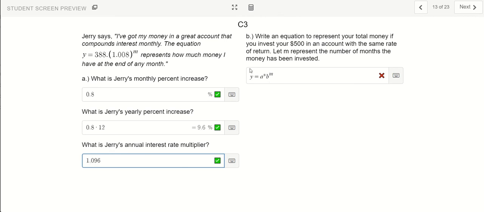Okay, so for this account, again, I'm going to have the same multiplier, copy and paste that over. But this time I'm starting off with $500.